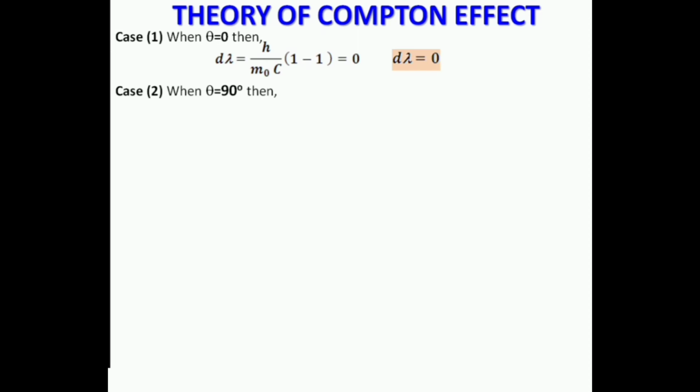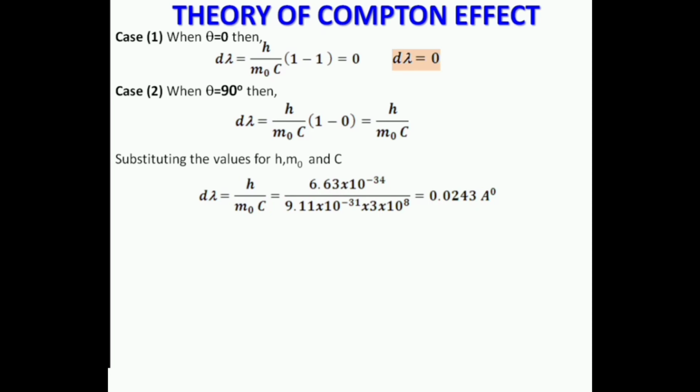Next, for θ = 90 degrees, cos θ is 0 and Δλ will be h/(m₀c). Substituting the values of h, m₀ and c in the formula: h = 6.67 × 10⁻³⁴ joule second, m₀ = 9.1 × 10⁻³¹ kg for the mass of the electron, and c, the speed of light, is 3 × 10⁸ meter per second. So we got the result Δλ = 0.0243 angstrom.